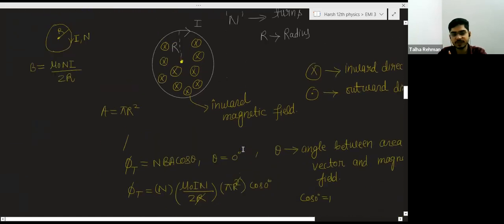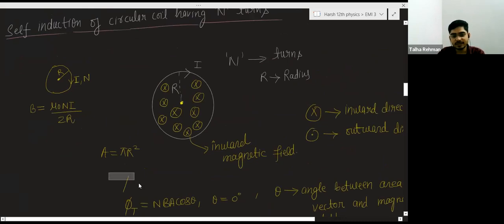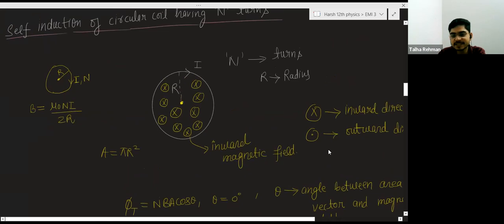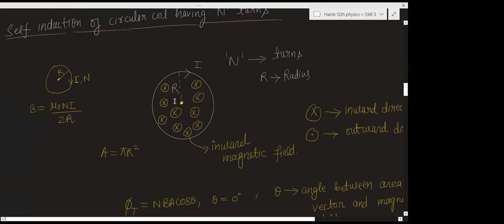So now see, I want the total flux linked with this circular coil, which will be nBA cos theta, and theta is equal to 0. Why is theta equal to 0? First of all, you should know what theta is. Theta is the angle between the area vector of this coil and the magnetic field vector. The magnetic field vector is inward, meaning perpendicular to the plane of the coil.